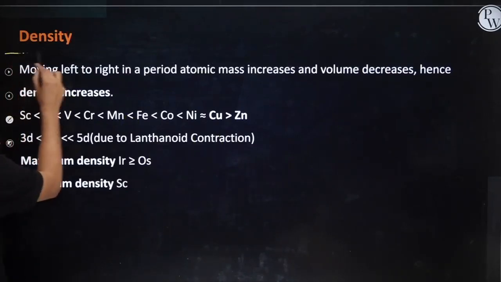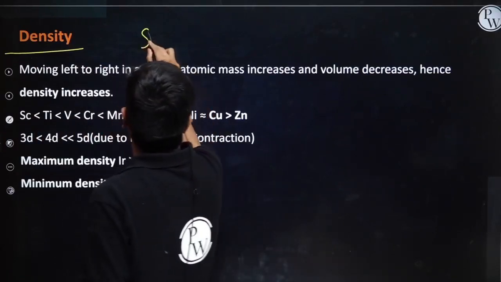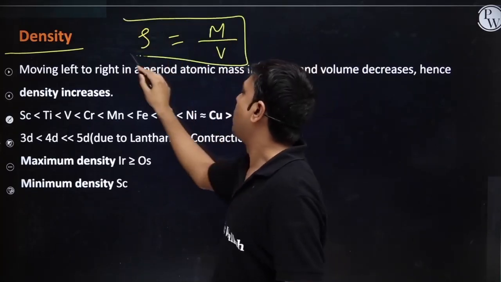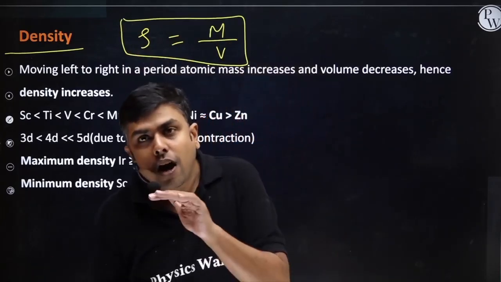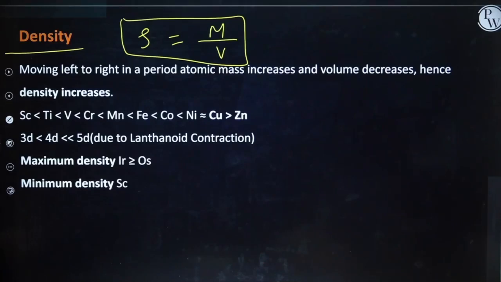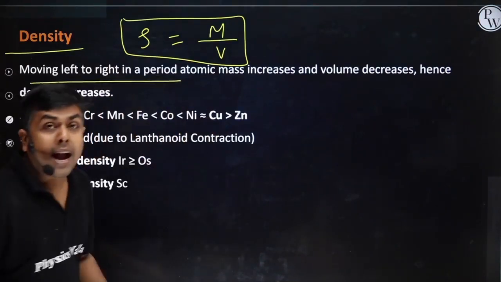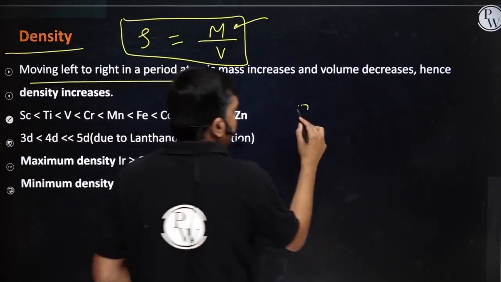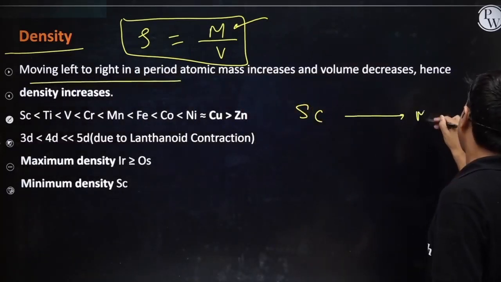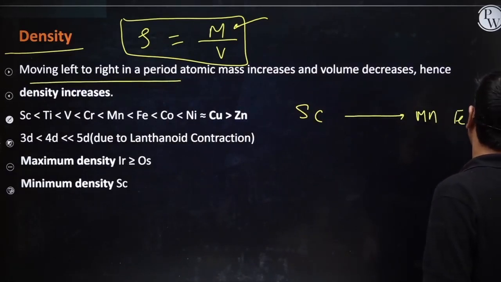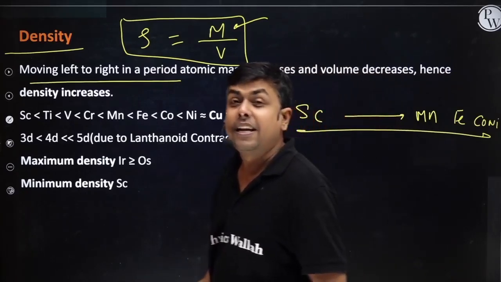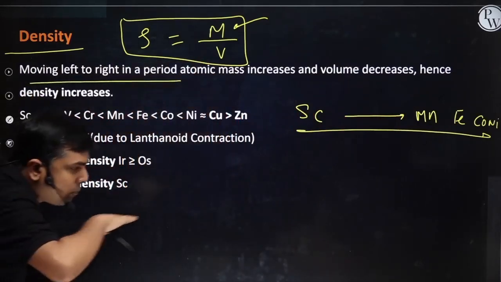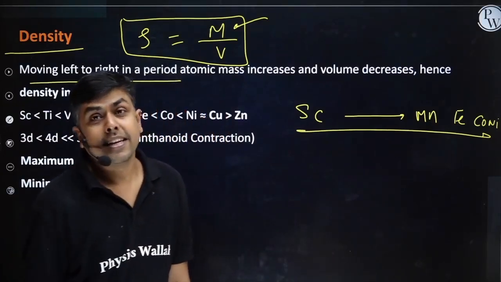Density. How do we define it? Density is represented by the symbol rho, and rho is nothing but mass upon volume. Now let's talk about the variation of density across the period and down the group. Student, as we move from left to right in a period, atomic mass increases, so this factor is increasing, and the volume decreases, right? As I am moving from scandium to manganese, even iron, then cobalt, nickel, size is almost decreasing, right? With decrease in size, obviously the volume will decrease and density will increase.